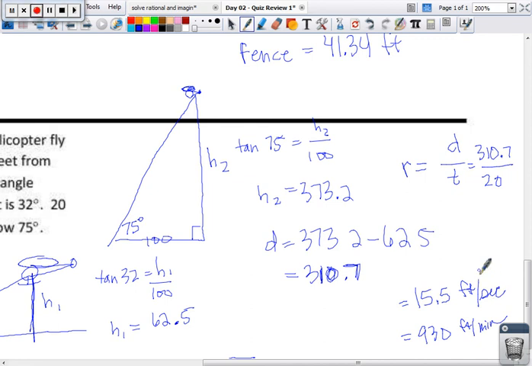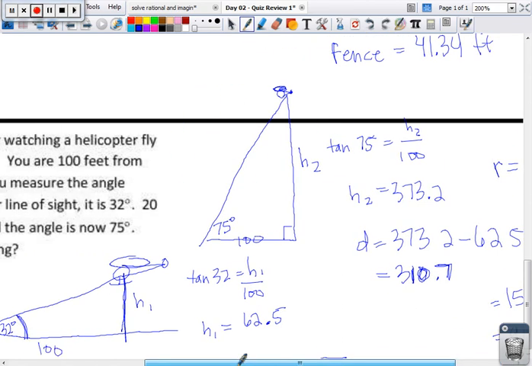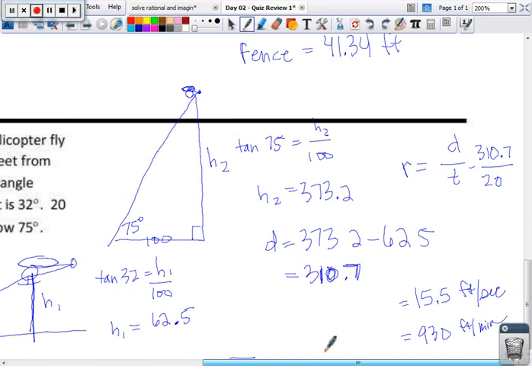Okay, so remember when it gives you a time and it wants a rate, you need to use the rate is distance divided by the time.